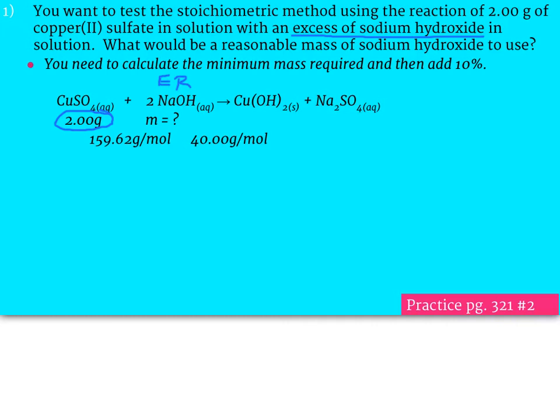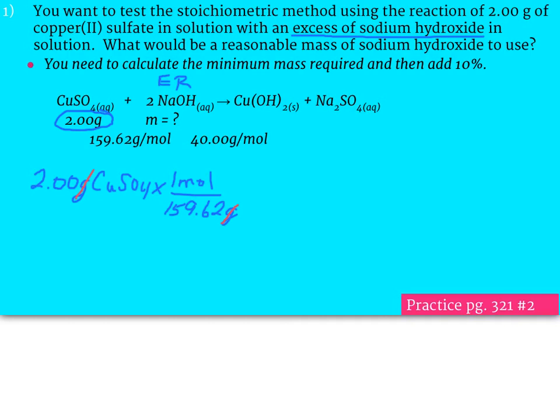First I'm going to do the stoichiometry that we've been doing since the start of the unit. I'm going to first find the moles of what I know. I'm taking my grams and dividing by my molar mass. I'm showing it here using unit analysis, but you can do it with proportions as well. Now I have the moles of what I know.